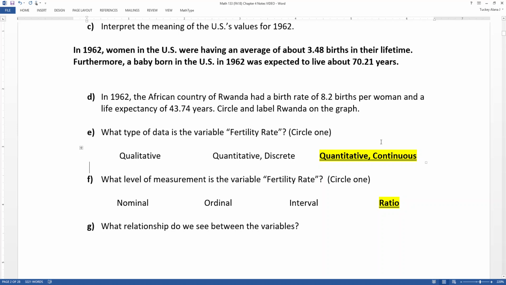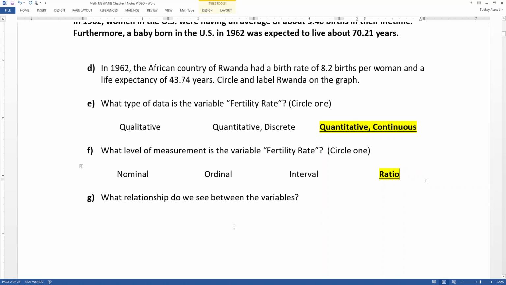By the same token, it also has to be ratio, because there's no way a quantitative variable like this could be negative. You can't have negative amounts of fertility in your country, right? The lowest you could ever have would be 0. Of course, nobody has that because that would mean your country is having no children whatsoever. So ratio is the numerical values that cannot go negative.